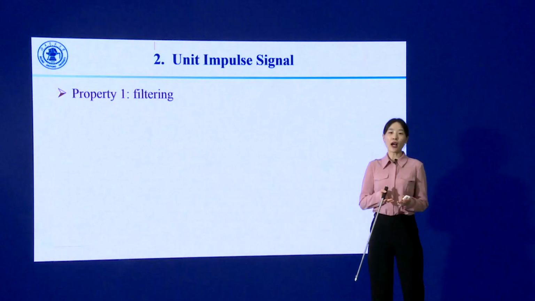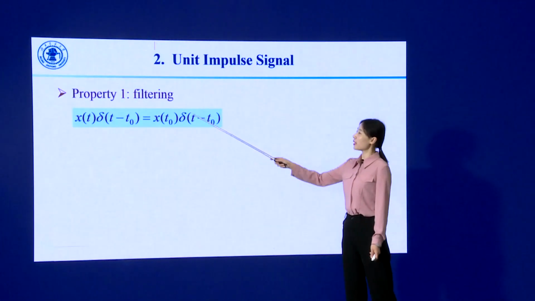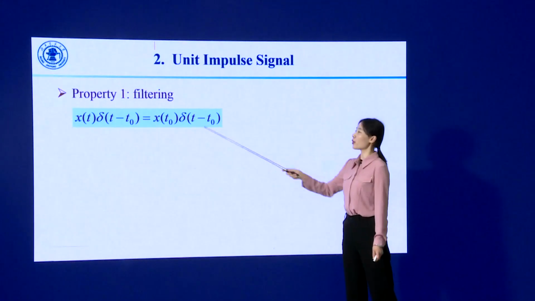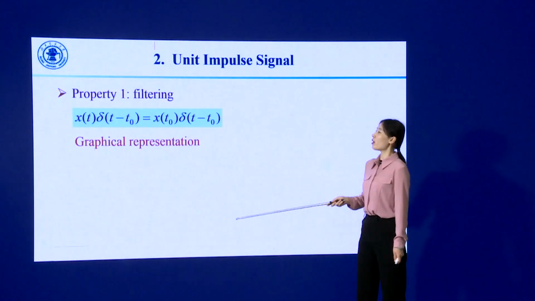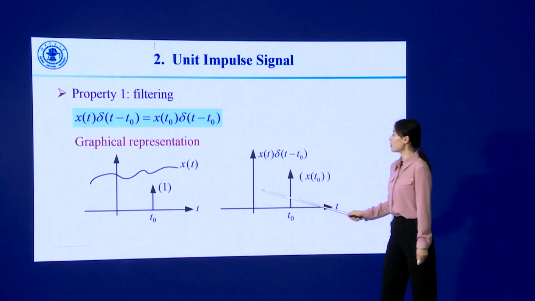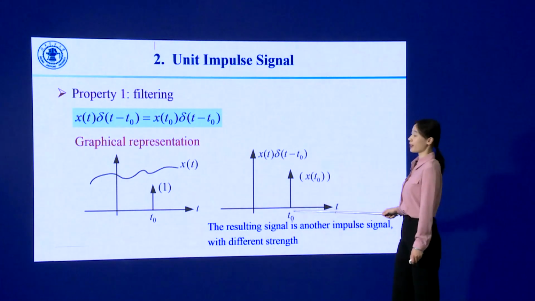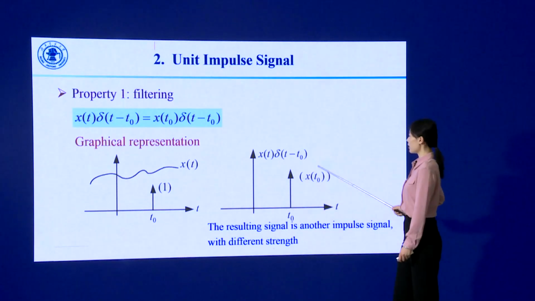The unit impulse signal has some properties. The filtering property can be expressed in this equation. Here is a graphic representation. We can find that the resulting signal is also an impulse signal, but the strength is different.